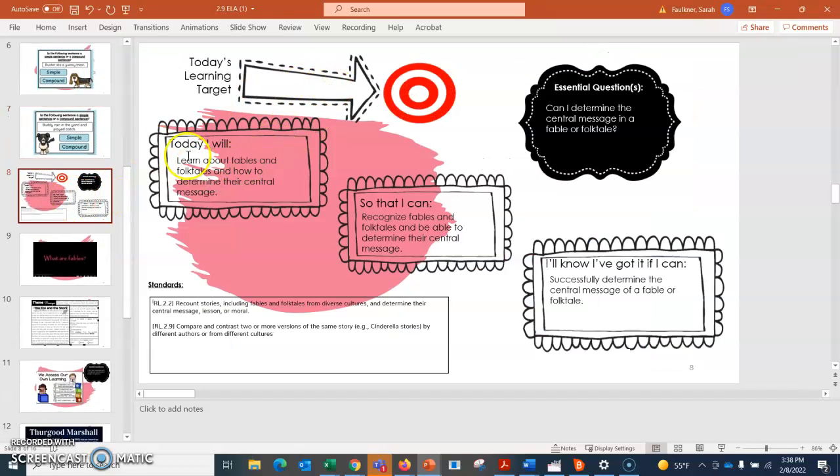All right, so today I will learn about fables and folktales and how to determine their central message so that I can recognize fables and folktales and be able to determine their central message. And I'll know that I've got it if I can successfully determine the central message of a fable or folktale. So my essential question is, can I determine the central message in a fable or folktale?